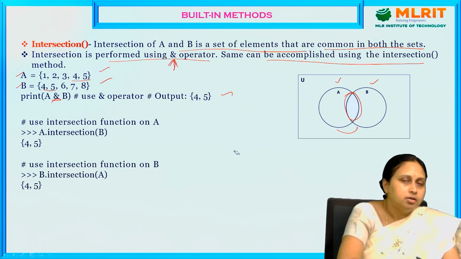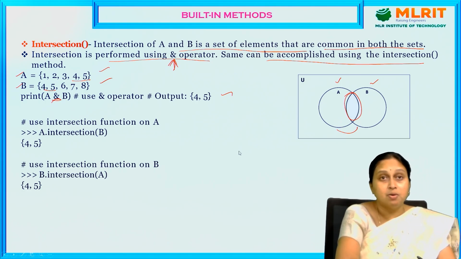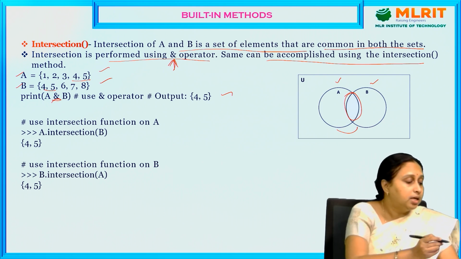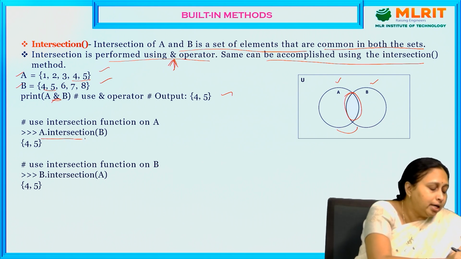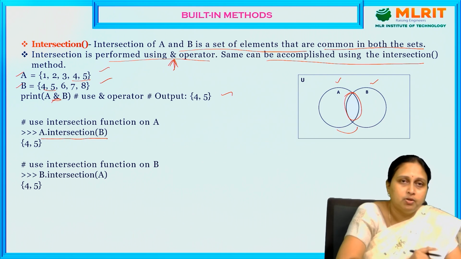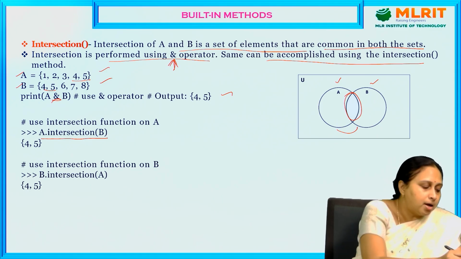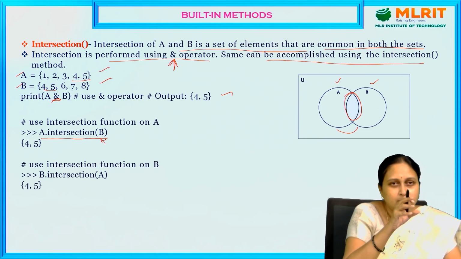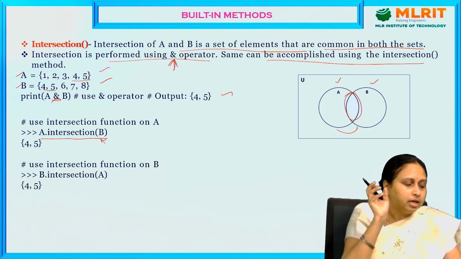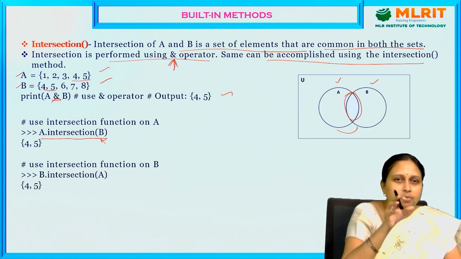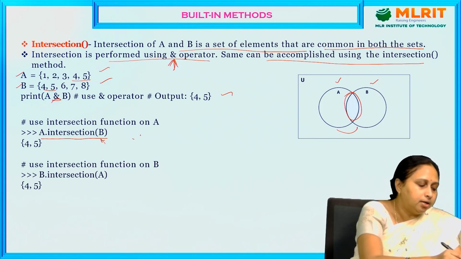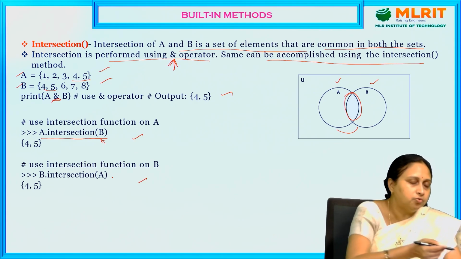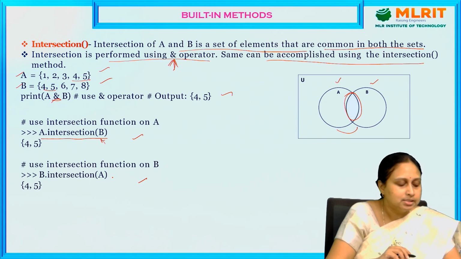Now, by using the intersection method, how are we going to use it? Here by using A dot intersection of B, we are going to pass our B value so that it can verify with A which are all the common elements that are present with A. That will be taken and that will be printed. As well as for B also, the same thing we can use. B dot intersection of A also is going to return the same result.